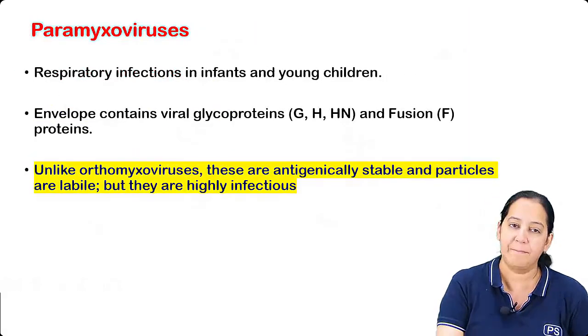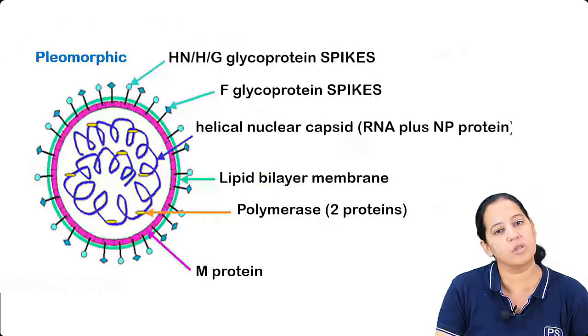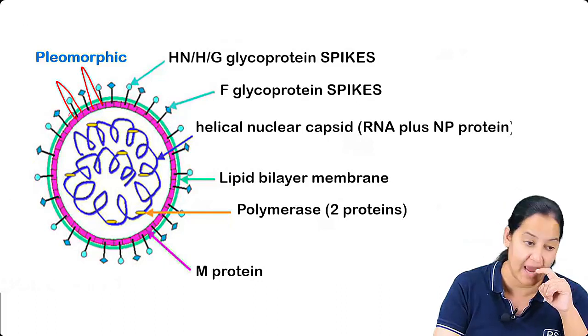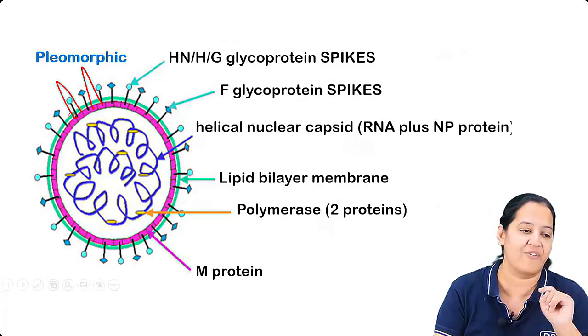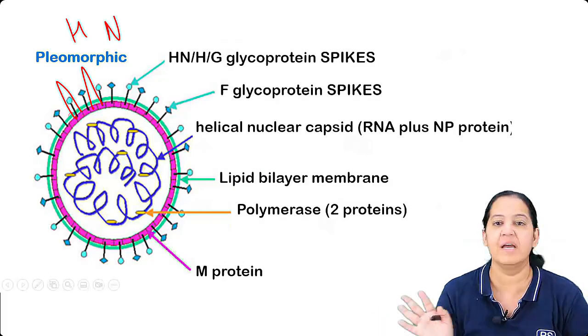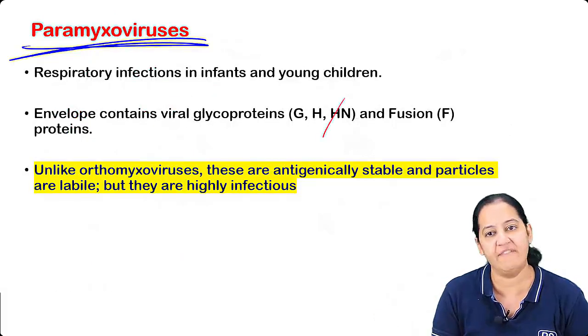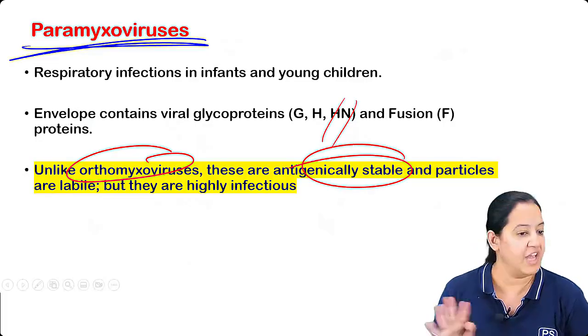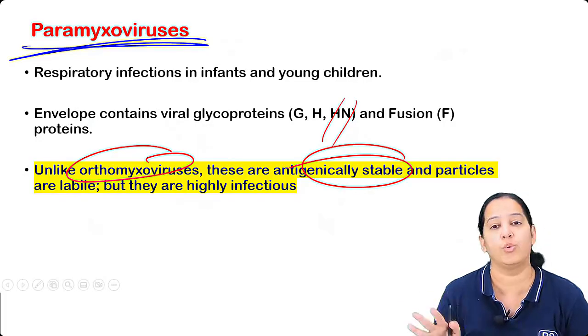Got it? The paramyxovirus. Paramyxovirus also has H and N. Like the orthomyxovirus, it also has H and N, but it does not show shift and drift. The H and N are fixed. They do not show variability. They have H, they have N, but unlike orthomyxo, they are antigenically stable. They are not antigenically fragile. No, they are stable, right?